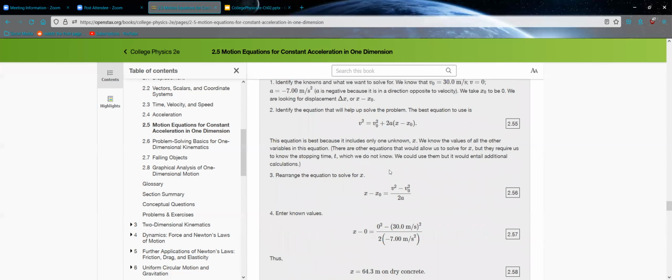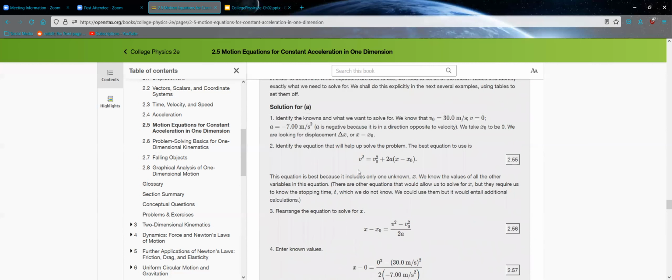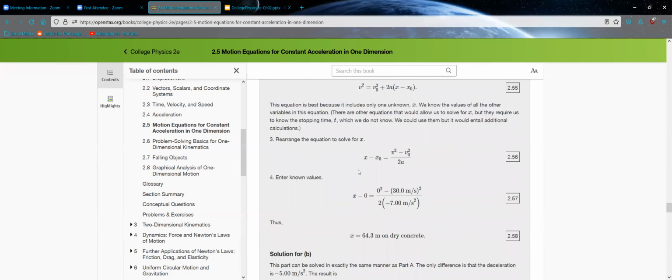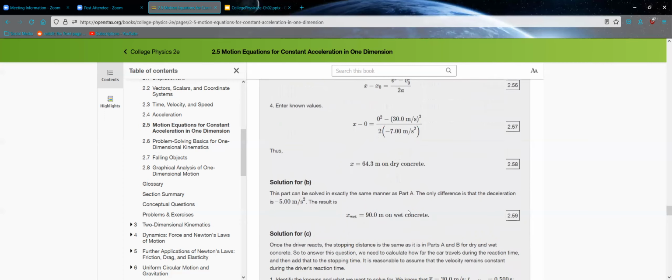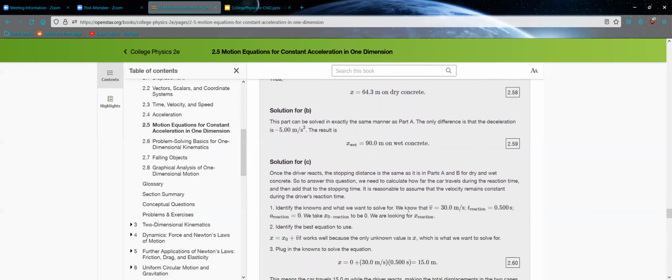So if we rearrange the equation here, V squared equals V naught squared plus 2A delta X, we can rearrange the equation to solve for delta X, as shown here, and then do our math. Determining that it takes about 64.3 meters for the car to come to a complete stop on dry concrete, because we say X naught is 0 and X is the distance it traveled. Do the same thing on wet concrete. You simply replace the -7 with the -5 to get a longer number. So we have distances for dry and wet concrete.